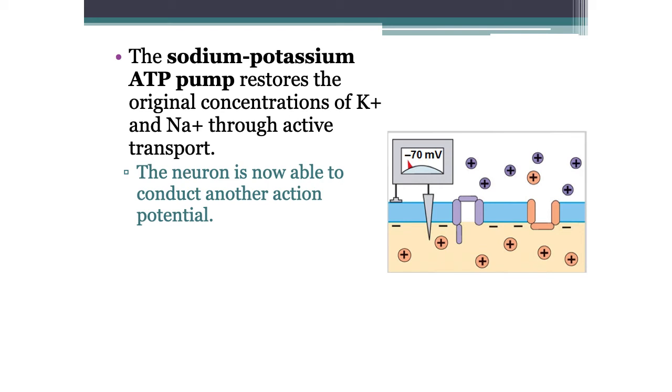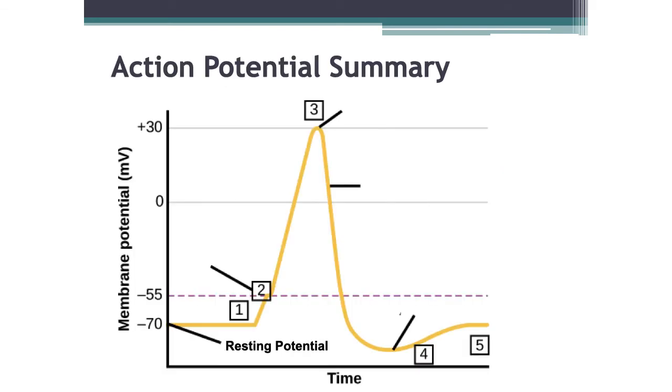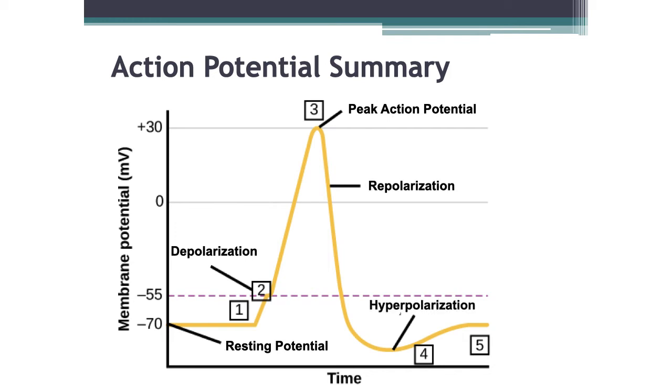So what we can see right here in this summary chart is the resting potential is negative 70. At the wave of depolarization, it goes to negative 55. Then at the peak action potential, it's a positive 30. At repolarization, it's almost to 0. And then the hyperpolarization, it goes too far. And then the sodium-potassium pump fixes it. Okay, so this is a signal through the body. This is how electrical signals are sent throughout your body through a wave of depolarization and repolarization.